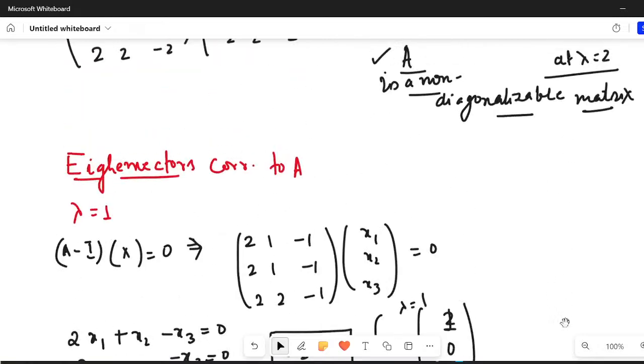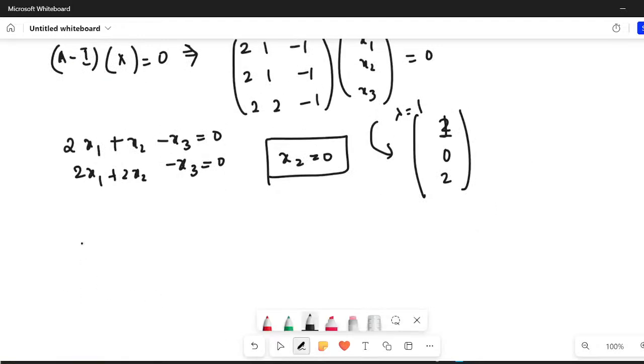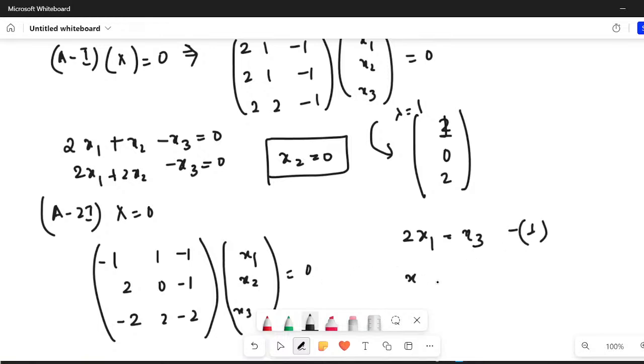What about lambda equal to 2? For lambda equal to 2, I have already calculated A minus 2I, so I'm going to directly use it here. So (A minus 2I) x is equal to 0. What will it yield me? It will yield 1, 1, minus 1, 2, 0, minus 1, 2, 2, minus 2, and these are the same things, times x1, x2, x3 equal to 0. From here I get 2x1 equals x3. This is one thing that I'm getting. Another thing is x1 minus x2 plus x3 equal to 0.